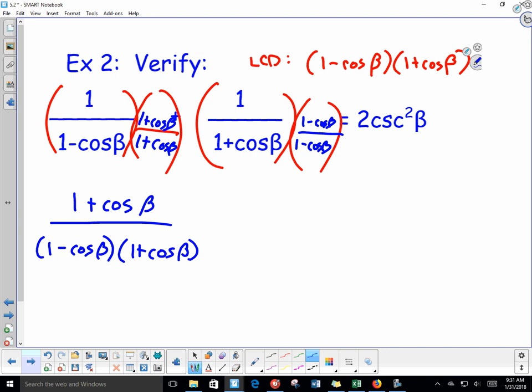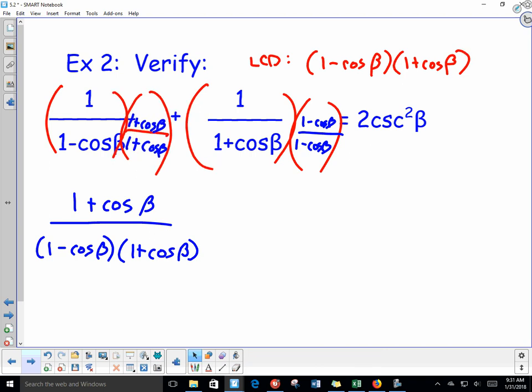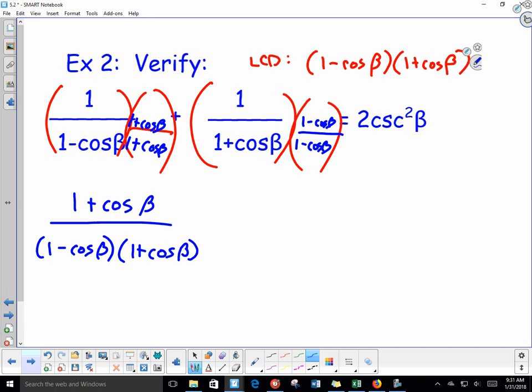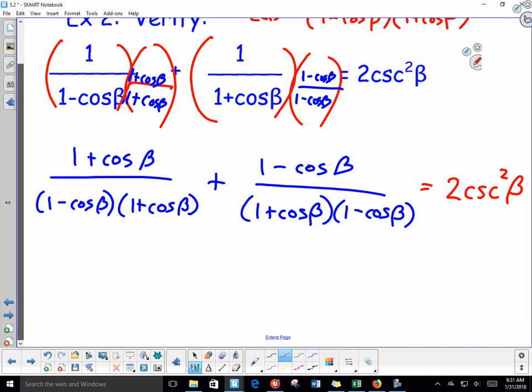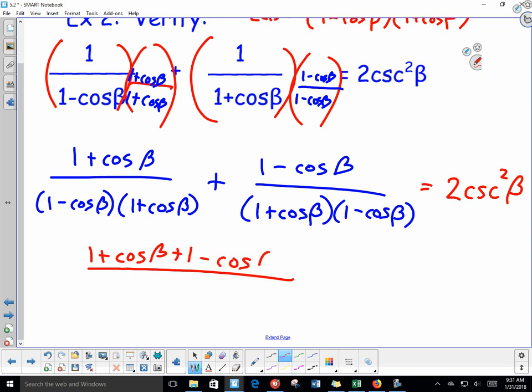And there's a plus in between these two, so I'm going to say plus. And over here on this fraction, I've got 1 minus cosine beta over that common denominator. And I want to show what the right side is because I'm still trying to show that this is equal to 2 cosecant squared beta. Now that I have common denominators, I can combine these fractions and I get 1 plus cosine beta plus 1 minus cosine beta over my common denominator.